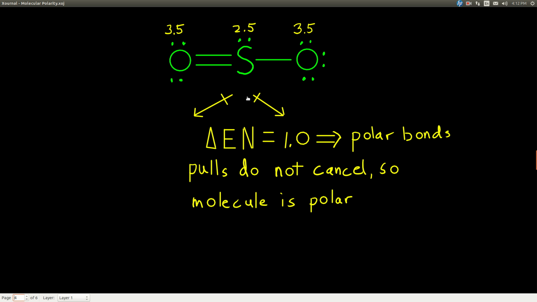In this molecule here, sulfur dioxide, the central atom has 3 electron groups, 1 lone pair, 2 bond pairs. This is a bent geometry. And even though we have the same element on both sides, oxygens, the difference in electronegativity here is 1.0 on both sides. But because this is bent, remember, it's basically pointing down in these directions here. The poles do not cancel. They're not opposite each other. And so this molecule will be polar because the poles do not cancel.